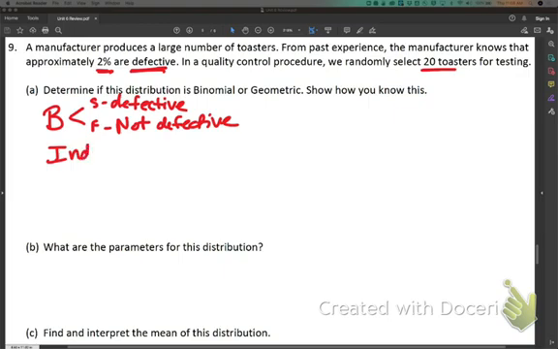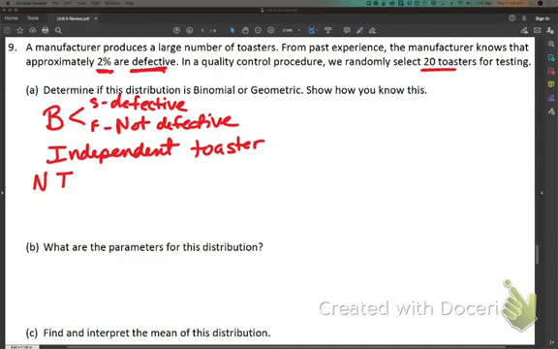We do have independent toasters. Each toaster is going to be independent of every other toaster that we look at. And then here's the game changer. Is it N for number of trials is fixed, or is it T for the trials until success?